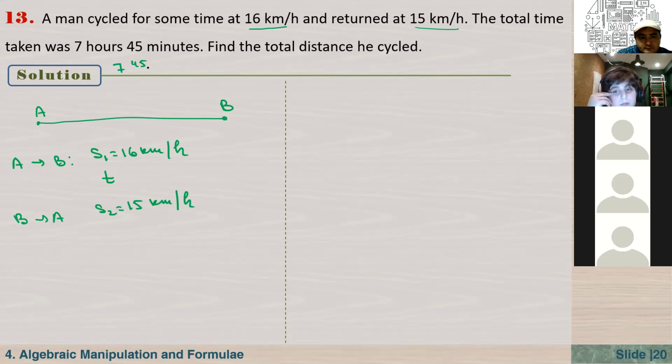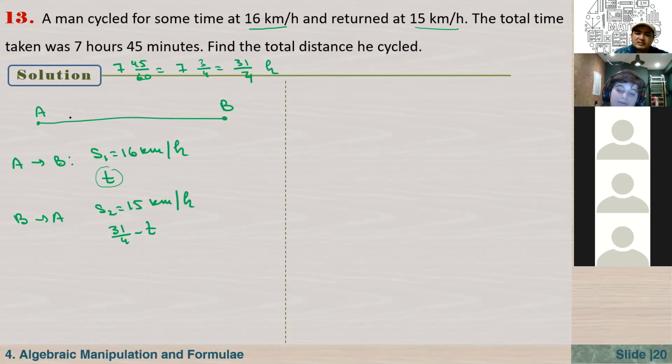7 hours 45 minutes, minus t, right? So 7 hours and 45 minutes. If you change this into hours, that is 7 and 3 over 4. 7 times 4 is 28 plus 3, that is 31 over 4 hours. So the total time taken was 7 hours and 45 minutes, and he has already used t hours to travel from A to B. So the remaining time is 31 over 4 minus t, right?